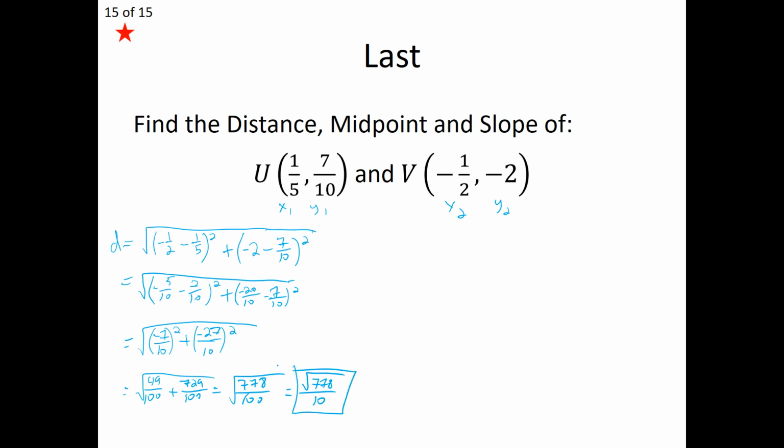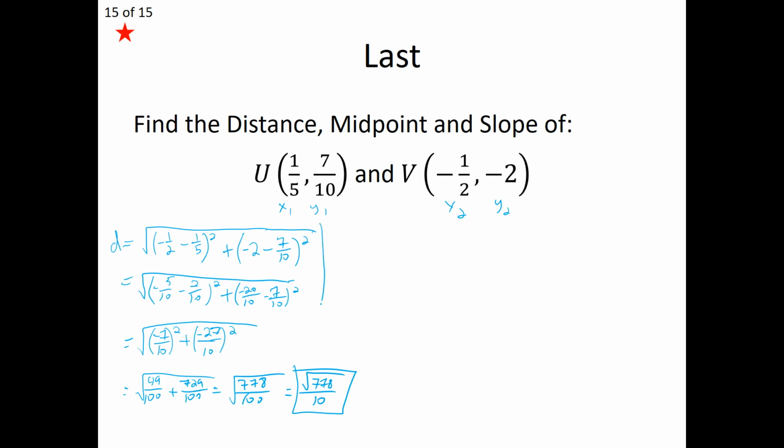As it turns out, there are no perfect squares inside of 778. So that is our final answer for the distance. And so, yes, working with fractions, you're going to end up finding the need to get common denominators, and working with squaring fractions, working with square roots of fractions. And so all good stuff with practicing with these formulas.